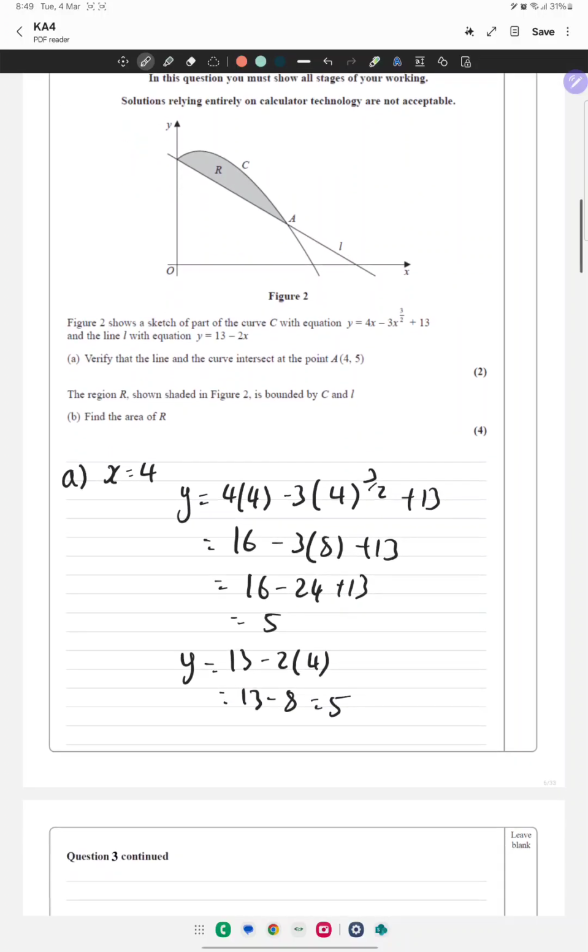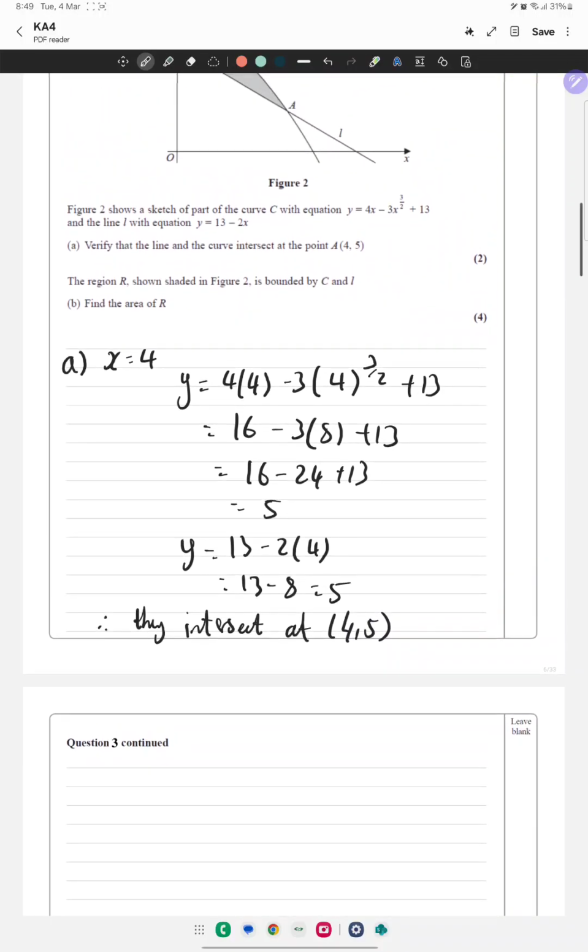And then we need to conclude in these verify questions. You need to say therefore they intersect at (4, 5). Okay.